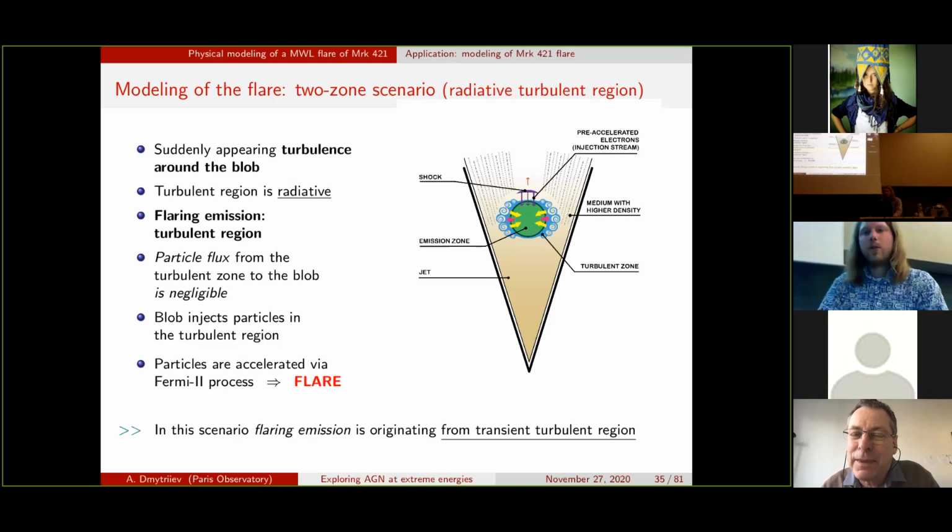Okay, I understood your question. I believe that won't change too much if I just swap them, but clearly I need to adjust the parameters of the turbulent region. So now we can imagine the blob is like a torus, which is surrounding the turbulent region, and the turbulent region is a transient zone in between.